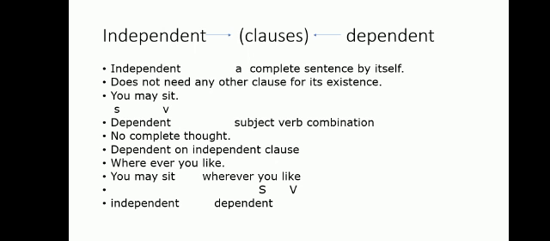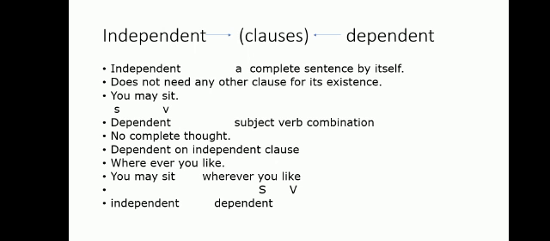For example, you may sit. Here, girls, you is the subject and sit is the verb. So it fulfils the first condition, that it is a group of words. The second condition is that it has a subject and verb of its own, and the third condition is that it gives you the complete sense of its own. You can easily understand that "you may sit" gives you the complete meaning, and you can understand what the person wants to say.